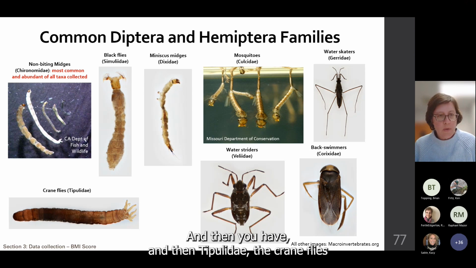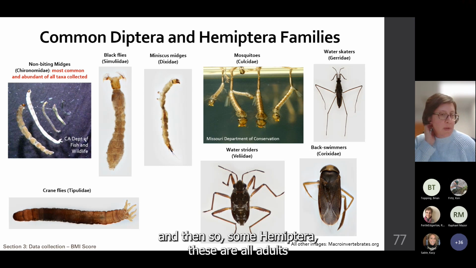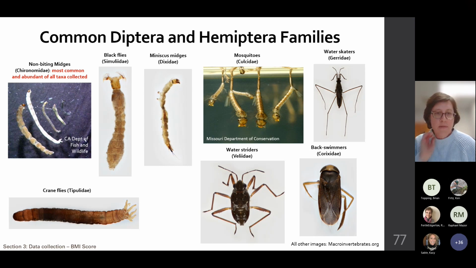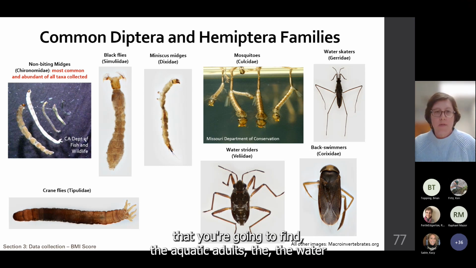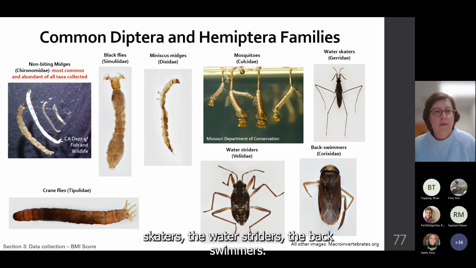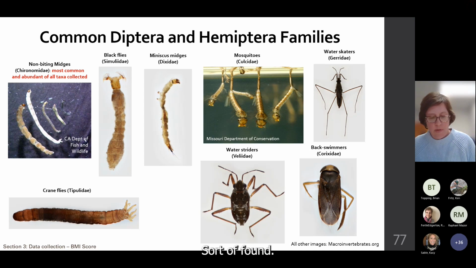And then you have Tipulidae, the crane flies, and then some Hemiptera. These are all adults that you're going to find, the aquatic adults. The water skaters, the water striders, the backswimmers. Those are found.